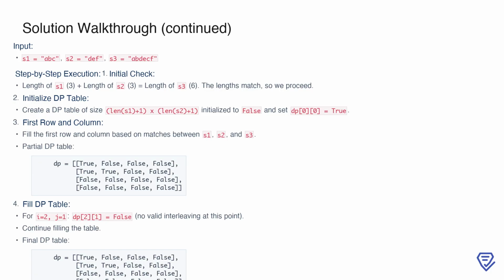We then fill the first row and column based on the matches between S1, S2, and S3. For instance, the first character of S1 matches the first character of S3, so DP[1][0] is true. Similarly, the second character of S1, B, matches the next character of S3, so DP[2][0] is also true.